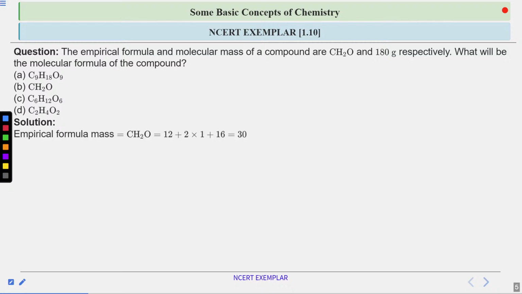To do that, we first have to know the empirical formula mass. How will we calculate the empirical formula mass? It will be calculated using the empirical formula. So just take the atomic weight of each of these. It will be 12, plus 2 into 1, plus 16, which is equal to 30. Whoever knows the solution can calculate this before me and comment their correct answer in the chat box.